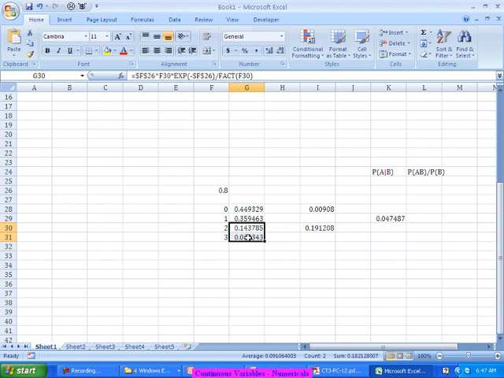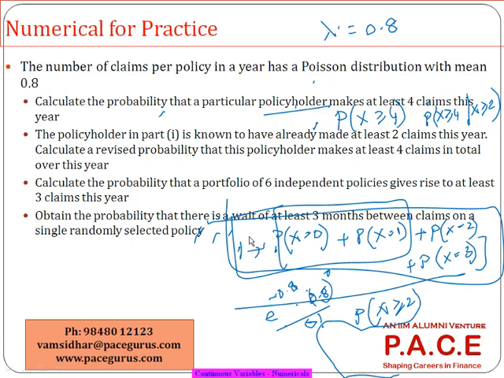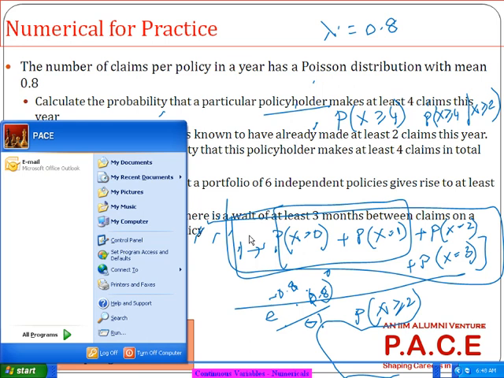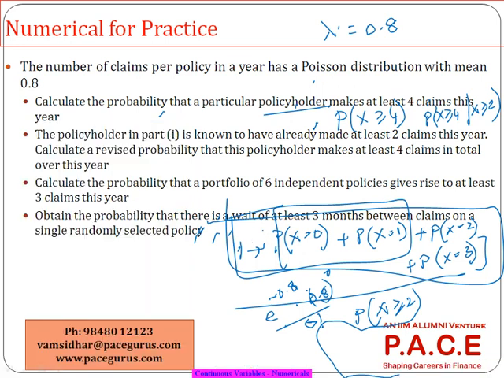Anywhere it is mentioned that some information is given, you should always look at it like a conditional probability question, apply that P of A given B formula, and then solve it.